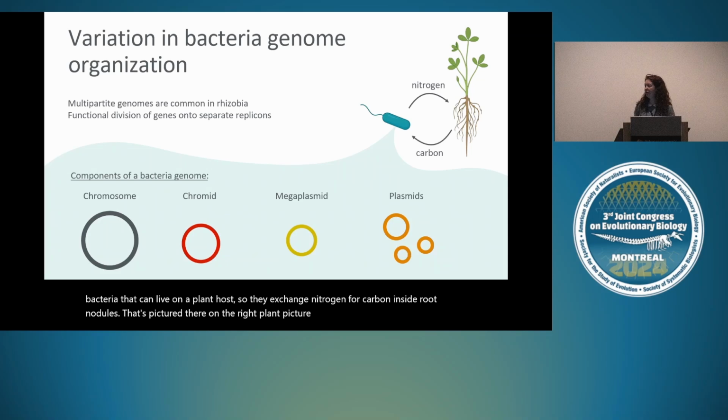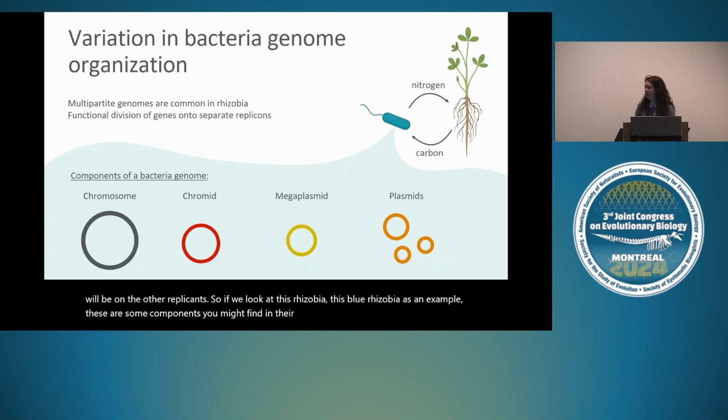A common feature of rhizobia genomes is that their genomes are often split into different replicons, and one hypothesis is that functionally different genes will be clustered on different replicons. So maybe all of the genes involved in symbiosis will be on one replicon, and other genes will be on the other replicons. If we look at this blue rhizobia as an example, these are some components you might find in their genome.